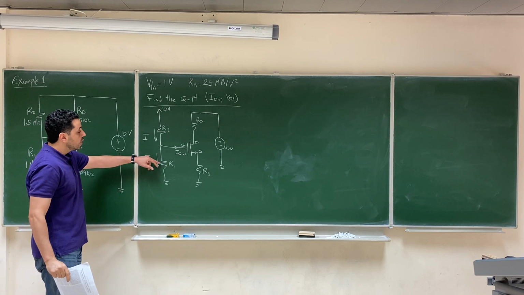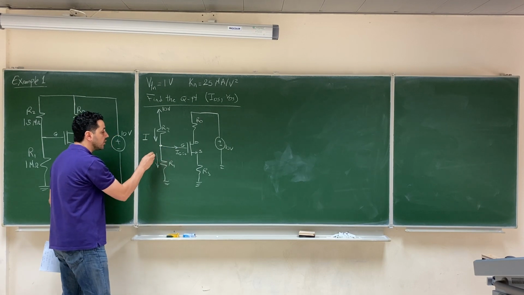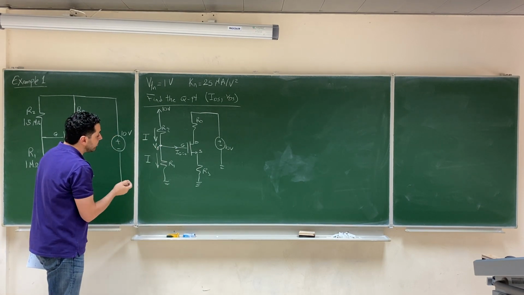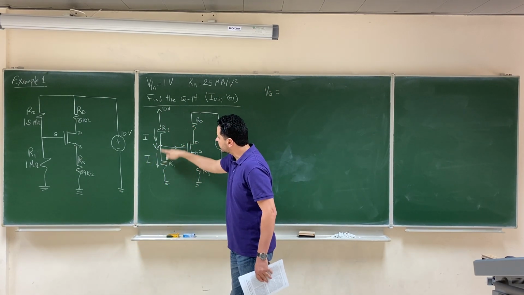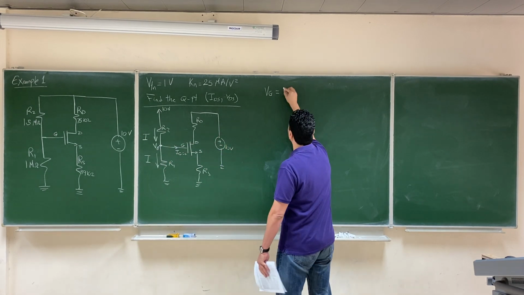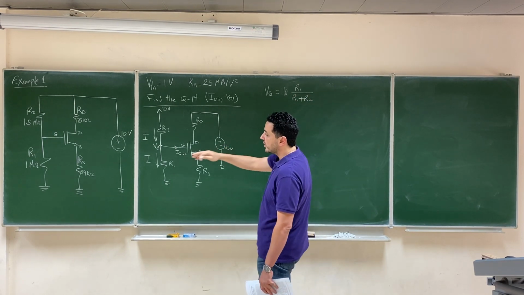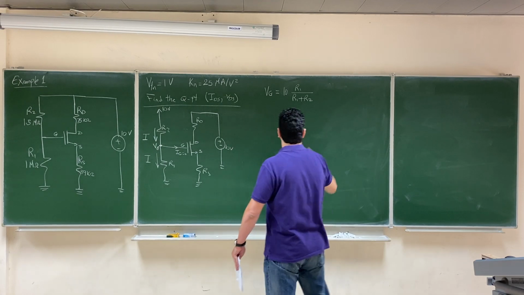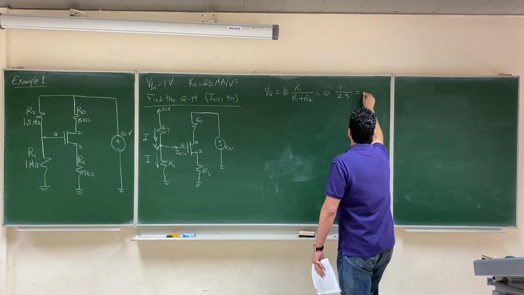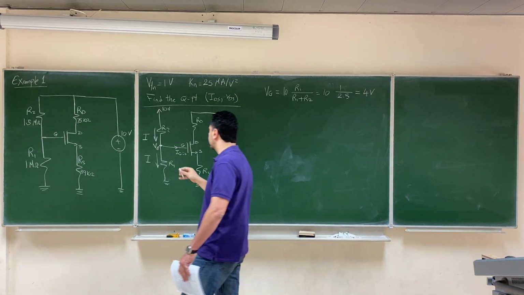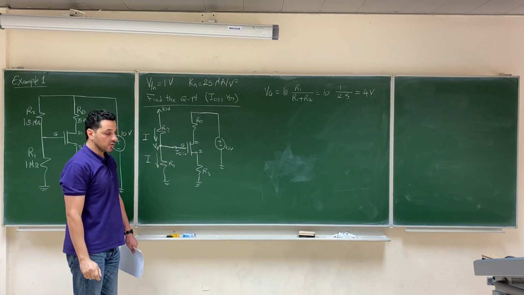Since the current is the same, we can calculate the voltage of the gate using a voltage divider. The voltage at this point, let's call it VG, can be calculated as 10 volt multiplied by this resistor over the sum. So VG equals 10 multiplied by R1 over R1 plus R2. R1 is given as 1 and R2 is 1.5, so it will be 10 multiplied by 1 over 2.5. This will give you 4 volt. So now we know that the voltage of the gate is 4 volt.